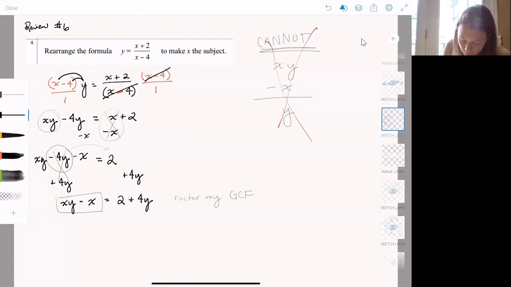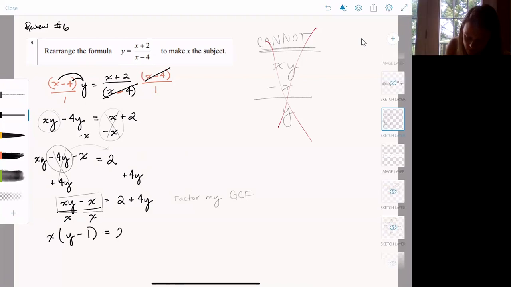So remember, whenever we factor out an x or a GCF, it doesn't disappear, it just moves to the outside of the parentheses.